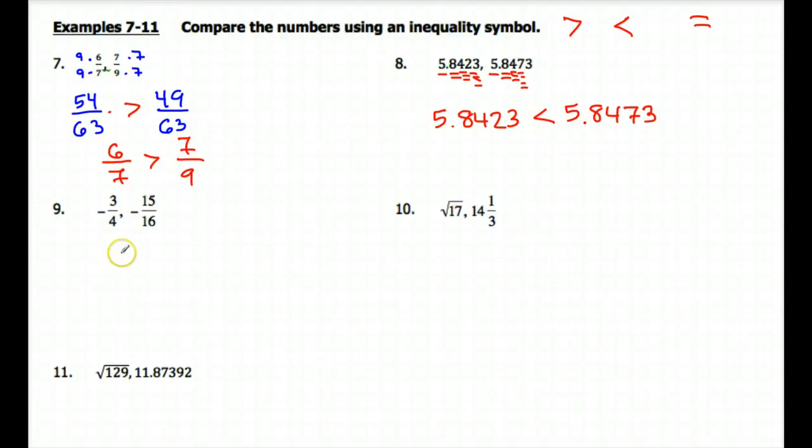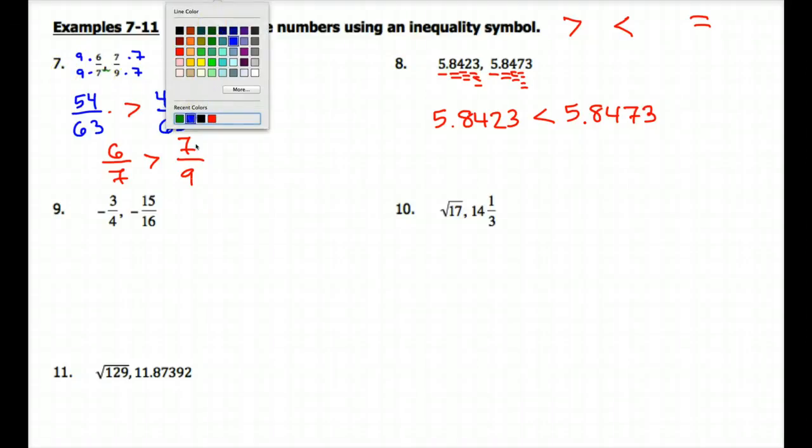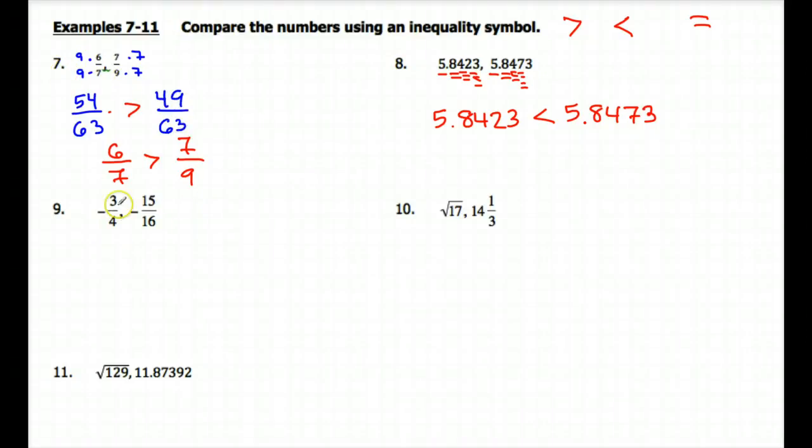Okay, number 9, we're going to compare two fractions again. It'll be the same thing as what we did in number 7. We want to get common denominators first. So 4 and 16, the common denominator would be 16. So I need to multiply this first fraction by 4 on top and bottom. That's going to give me negative 12 over 16. My second fraction I can leave alone since it's already got a 16. It would be negative 15 over 16.